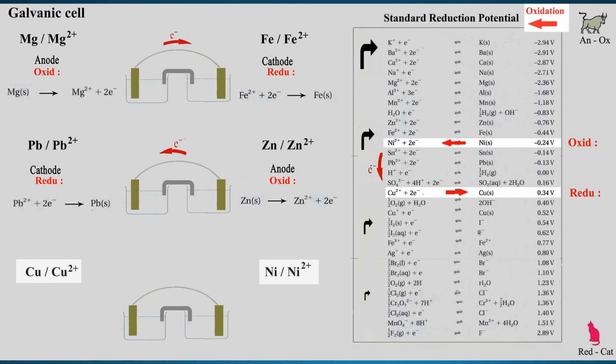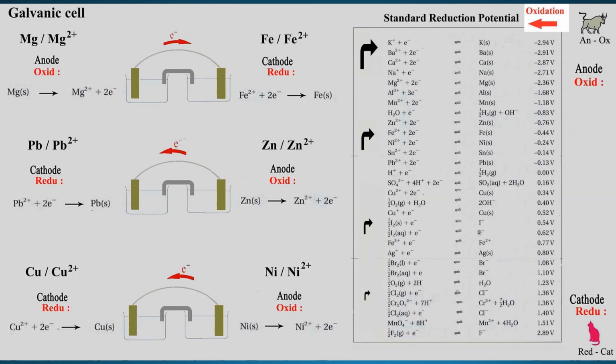Nickel flows to copper. Oxidation. Reduction. Which flows to which? Nickel flows to copper. On this table, I hope students will understand. You will have to determine two things: which way the electron should flow, which side is oxidation, and which side is reduction. Oxidation is called anode, reduction is called cathode.